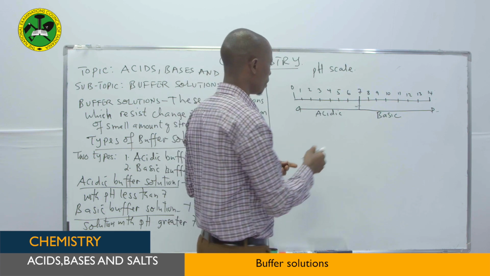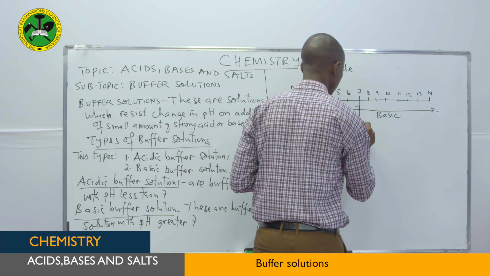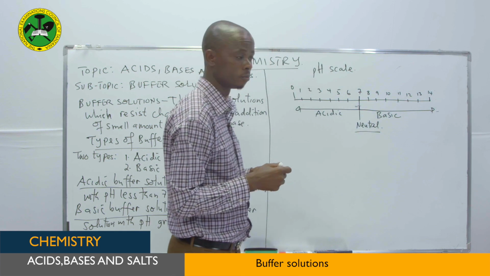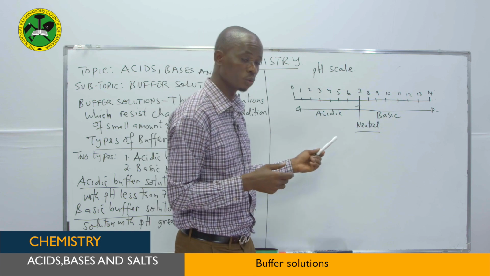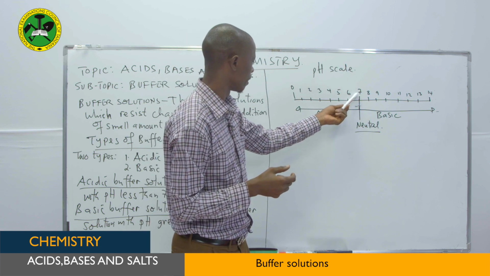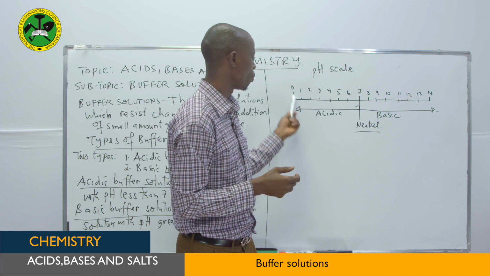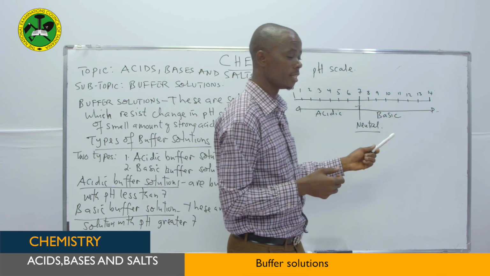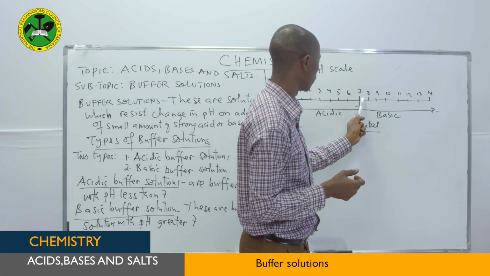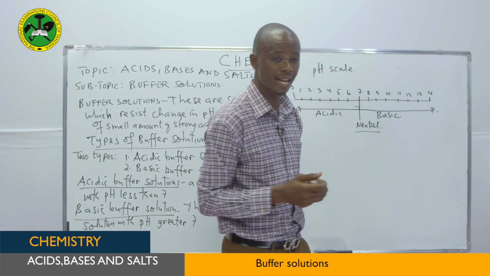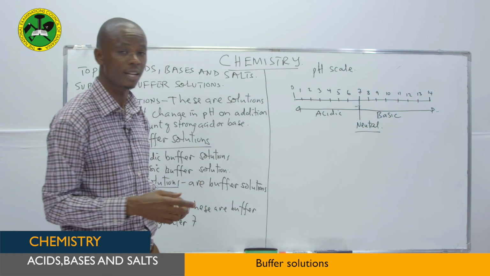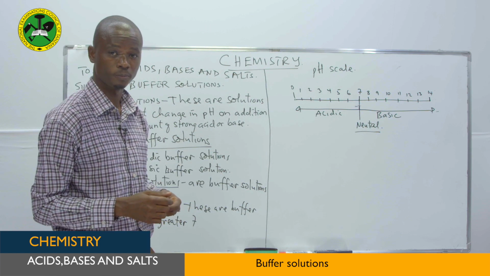As you can see, this 7 indicates neutral. So when the buffer solution has a pH less than 7, that means this number here, we say that the buffer solution is acidic. And when the solution has a pH greater than 7 up to 14, we say that that buffer solution is basic. So it is very simple for you to explain the definition of those terms.